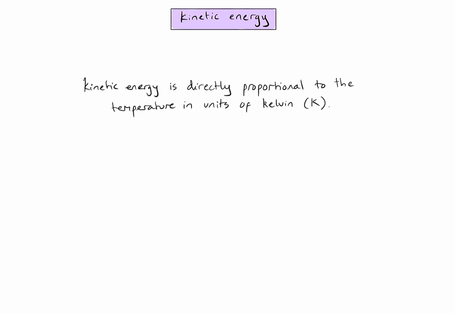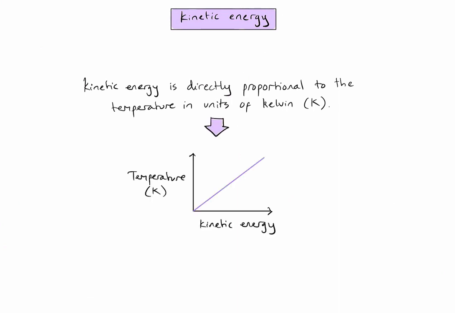Kinetic energy is directly proportional to the temperature as long as we're using units of Kelvin. Which means if I were to draw a graph of kinetic energy against temperature, it would look something like this. And at the start point of this graph, you could say that at 0 Kelvin, there would be 0 kinetic energy in the particles in my substance. However, we won't really see anything at 0 Kelvin, so we don't need to worry too much about that point.